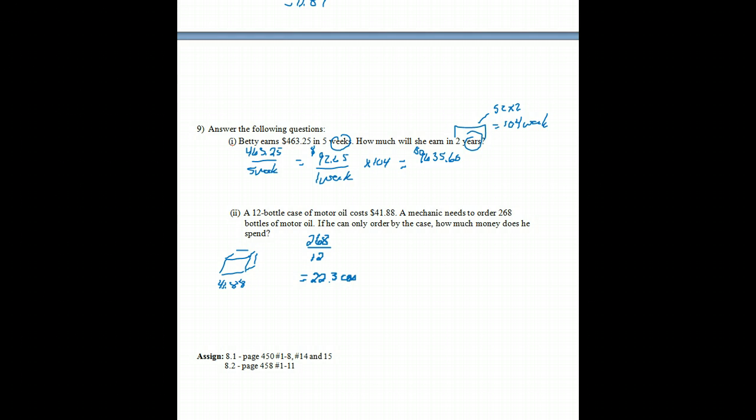22.3 cases. Now you can't order 0.3 of a case, so this has to round up. So you would need to buy 23 cases, and that's at a cost of $41.88 each. So total cost will be $963.24.